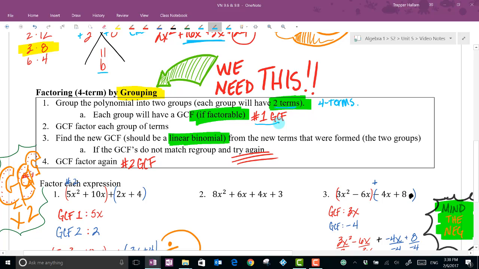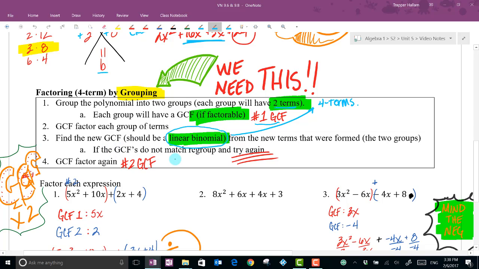We're going to GCF each group. That's our GCF number 1. What should happen at that point is that we should have a linear binomial pop out that's the same in both groups. If you don't get that, go back to the top and start GCFing again because you did something wrong. But if we do get a linear binomial that pops out and is the same in the 2 groups that we just GCF'd, and it's very abstract right now, we'll put some concrete in a second.